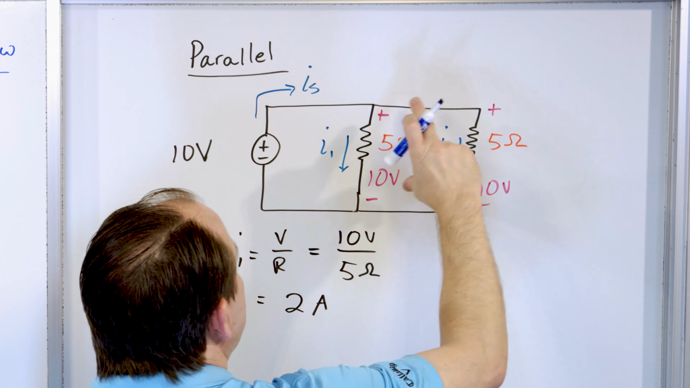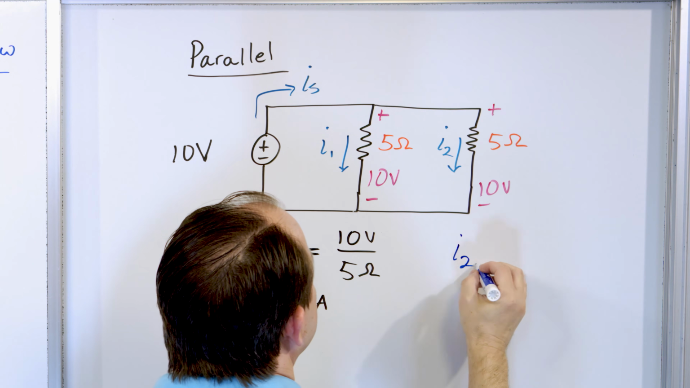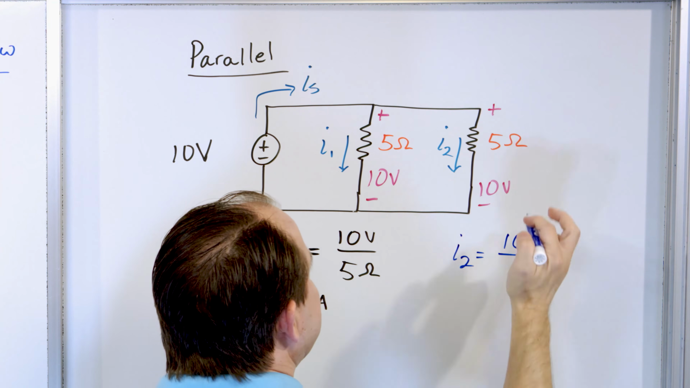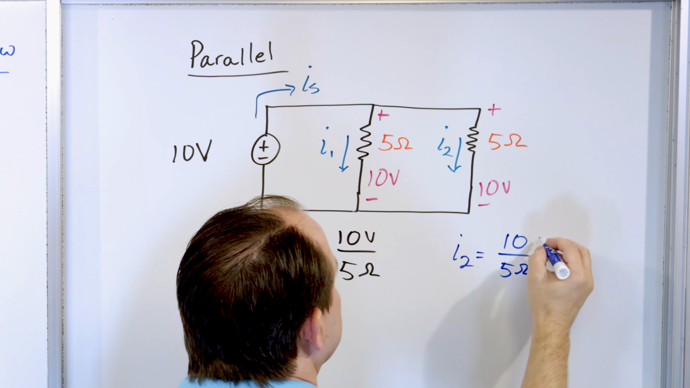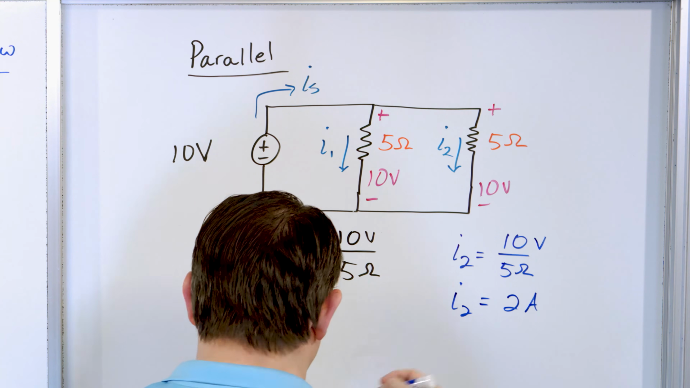Now we can do the same thing over here. The voltage here we know is 10 volts because it's connected here. So I sub 2 is going to be 10 volts divided by, again, 5 ohms, right? And so I sub 2 is going to be 2 amps.